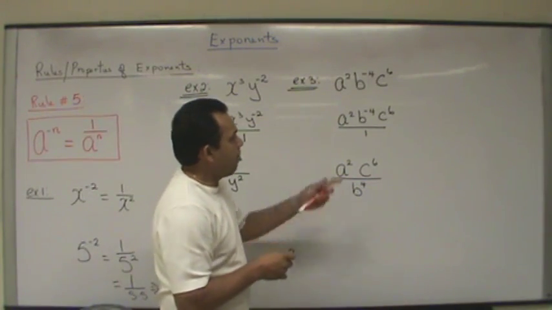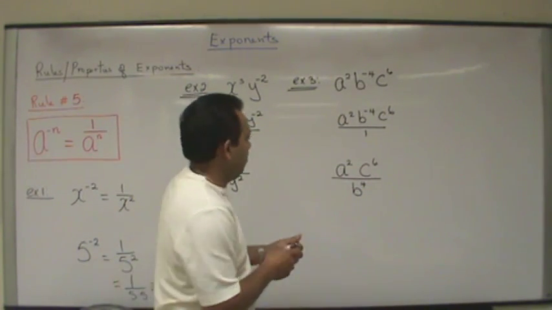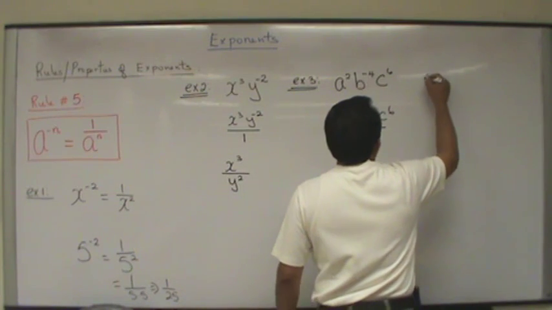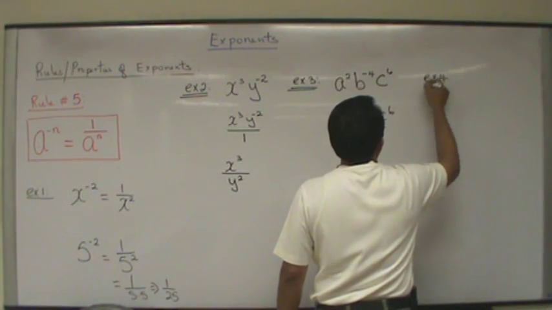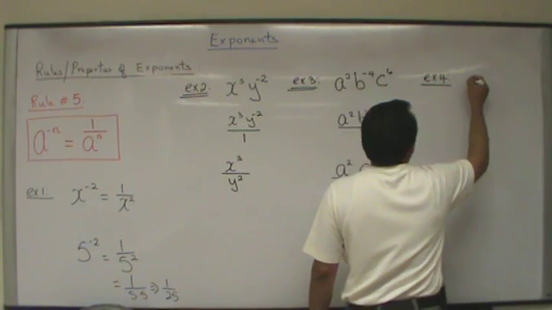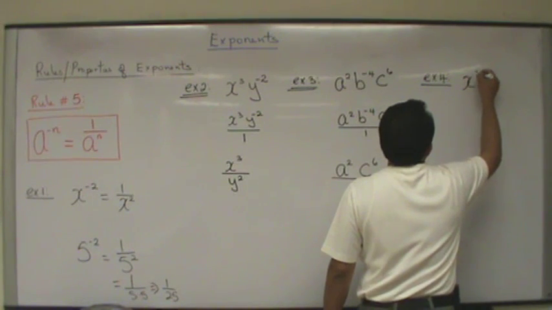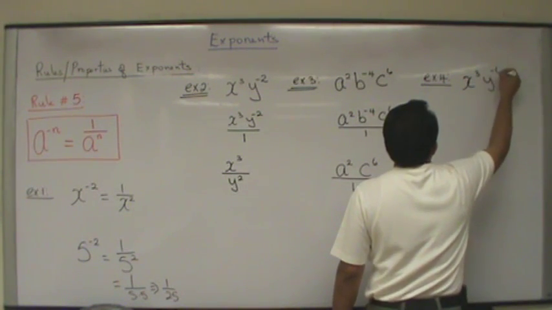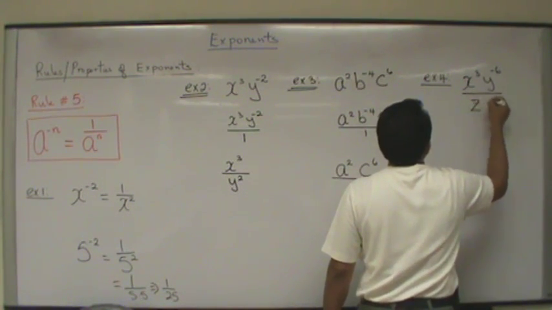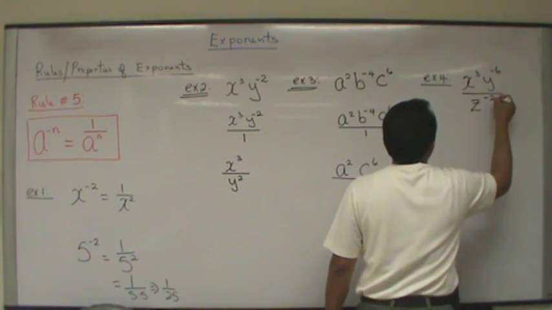Okay? What happens if it was negative in the bottom? Well, we could look at an example of that. Example 4. How about if I had x to the third, y to the negative 6 over z to the negative 2?